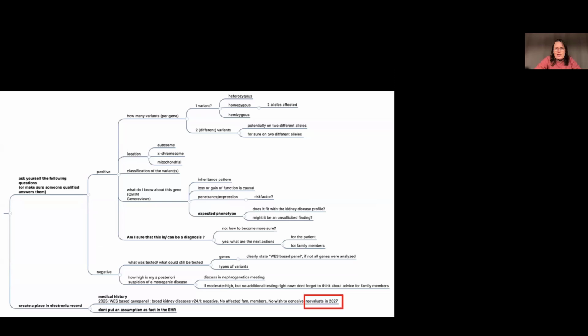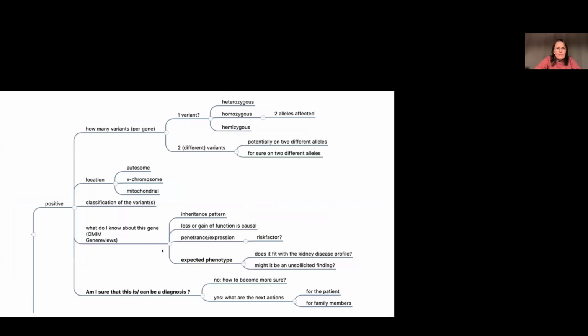So this slide is busy, and I invite you to go back to it, and I'll zoom in later. But the most important is in the red bar at the end: reevaluate. So you have to ask yourself a few questions. You have to create a place in the electronic record, put in the medical history when and what you tested, and don't put an assumption as fact in the electronic health record. And always go back every once in a while to see if it still all fits.